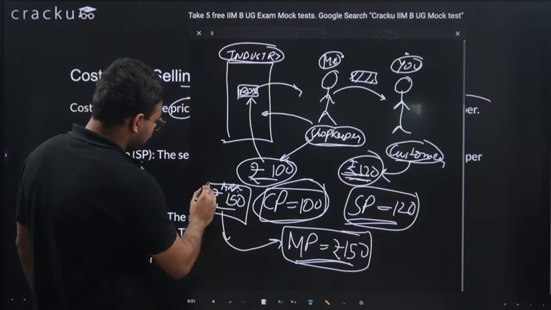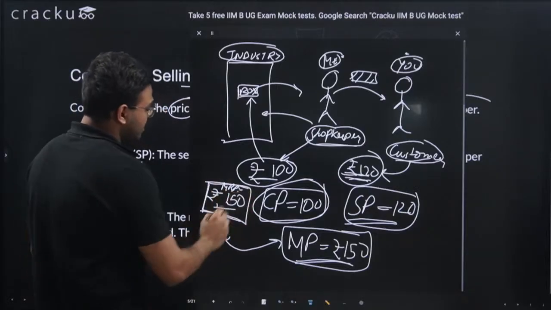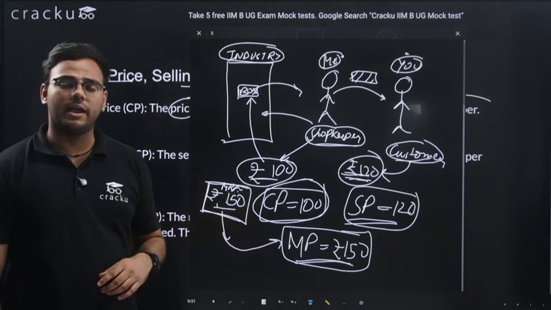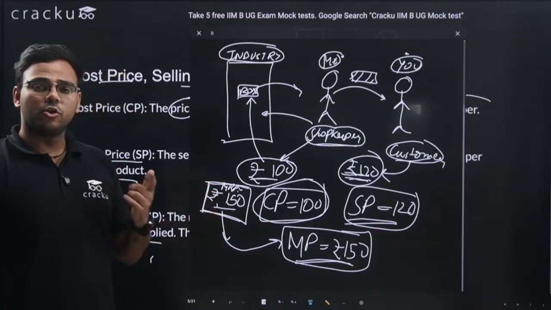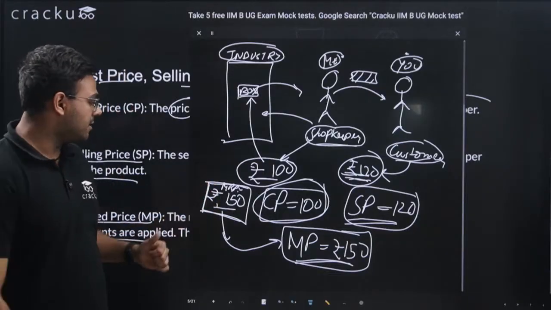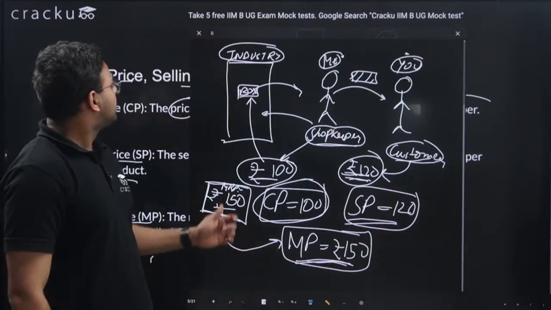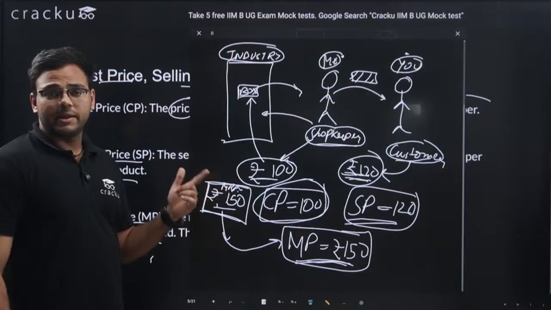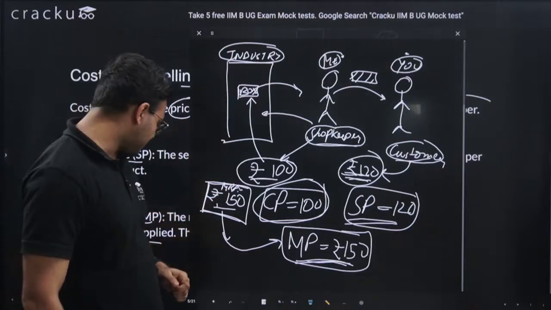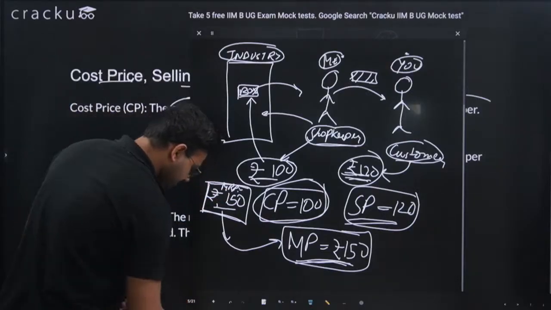Then we discuss the mark price. On this box, or any item, there is an MRP written, which is rupees 150. So this MRP is the mark price of the item, which is equal to rupees 150. So this is the concept of cost price, selling price and mark price. I hope this is clear. If you have any doubts, you can ask in the chat box.